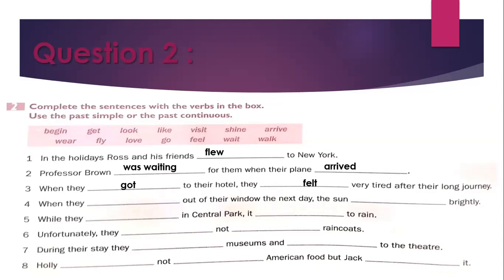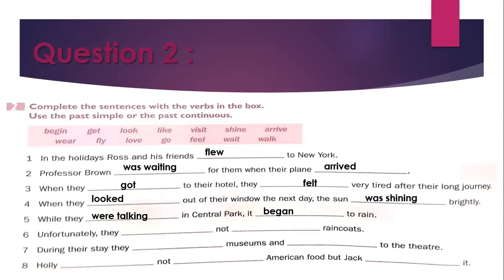When they look out of their window to the next day, the sun shine brightly. Okay, here we have two actions, okay, in the past. The long action was interrupted by the short action. Where is the short action? Excellent. With when we use short action, which is when they looked out of their window, the sun was shining. While they were talking in Central Park, here we have with while, we use the past continuous long action. While they were talking in Central Park, it began or started to rain.